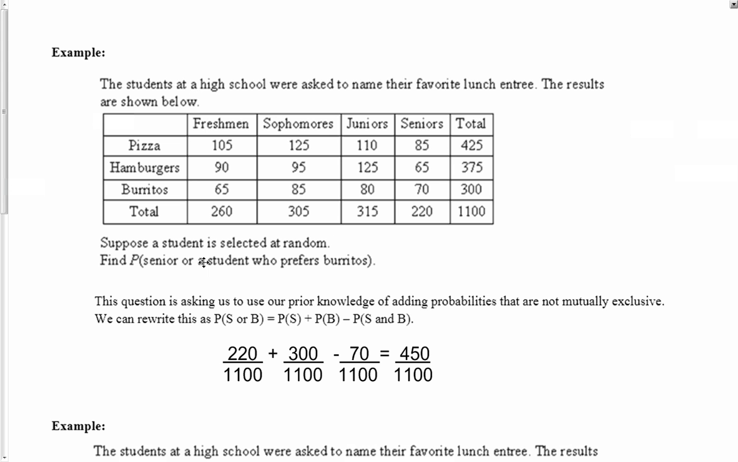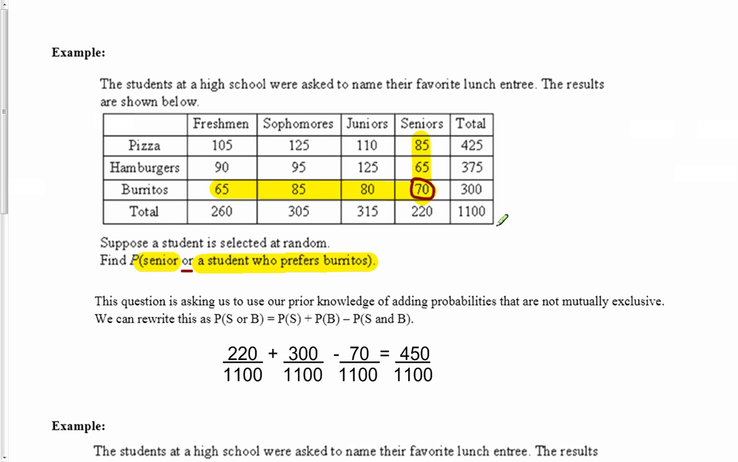Suppose a student is selected at random. Find the probability that it is a senior or a student who prefers burritos. Now this word "or" means that we don't say senior burritos, only look at this. In fact, we look at anyone who is a senior or anyone who likes burritos. So all of these values added up together is what we want to know.